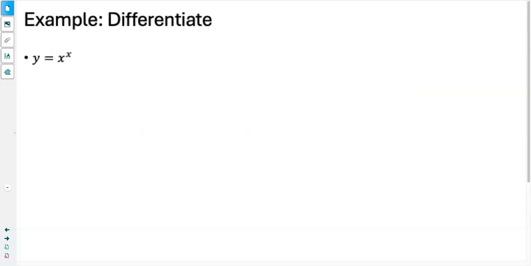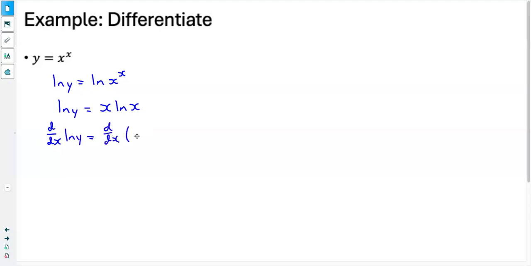So for example, we want to differentiate y equals x to the power of x. So our first step is we're going to take the natural log of both sides. So we have the natural log of y equals the natural logarithm of x to the power of x. So we'll use our power law now. So we know we've got the natural log of y is equal to x times the natural logarithm of x. Now we're going to take the derivative of both sides. So we've got d dx of our natural logarithm of y equals d dx of x times the natural logarithm of x.